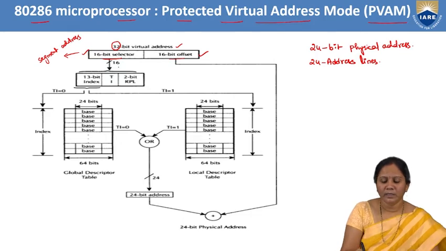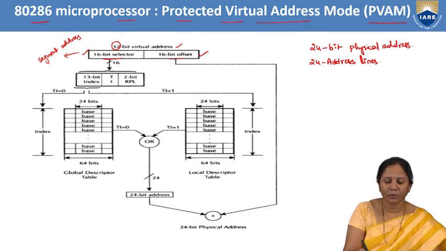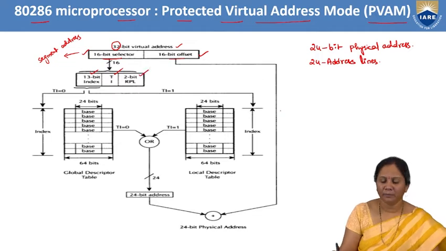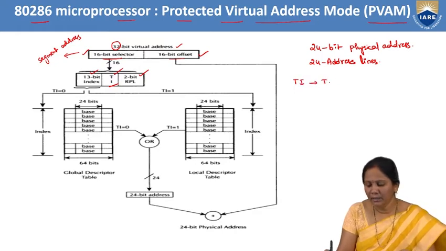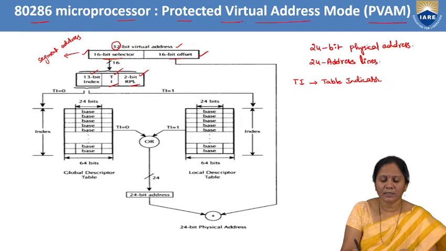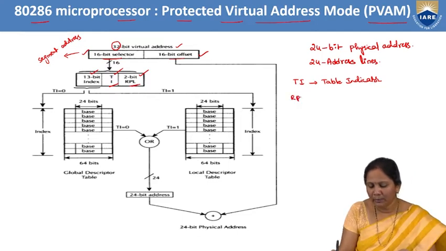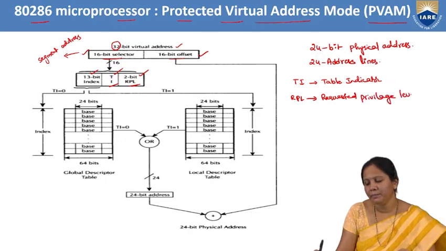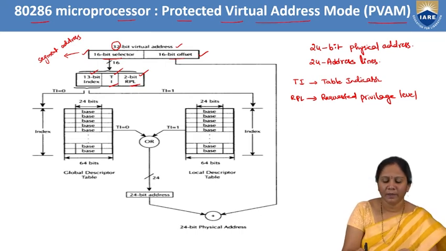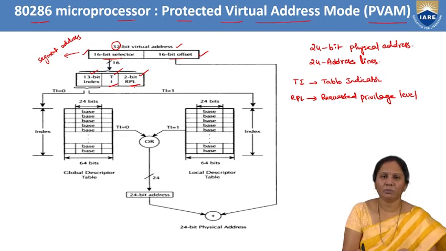Here, this 16-bit selector is again divided into a 13-bit index, a 1-bit TI and a 2-bit RPL. TI represents table indicator, whereas RPL represents requested privilege level. So totally the 16 bits are divided into a 13-bit index, a 1-bit table indicator and a 2-bit requested privilege level.